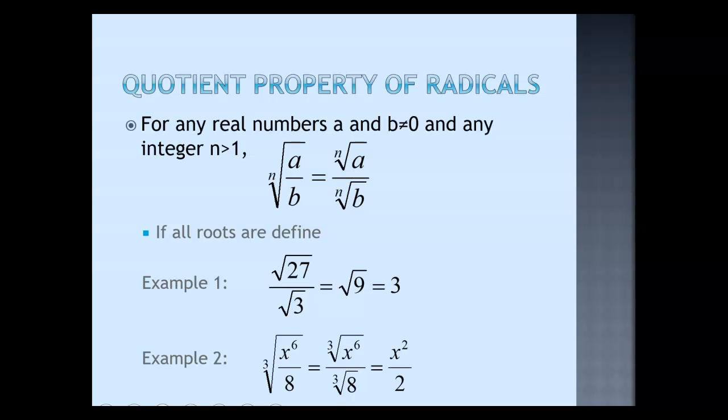I'm super happy. All right, so the nth root of a over b is the same as the nth root of a over the nth root of b. That's the rule for division. You can break it up into 2 or keep it in 1. So the square root of 27 over the square root of 3 is the same as taking 27 divided by 3, which is 9. Square root of 9 is 3. Similarly with a cube root, the cube root of x to the 6th over 8 could be thought of as the cube root of x to the 6th over the cube root of 8, which is x squared over 2.